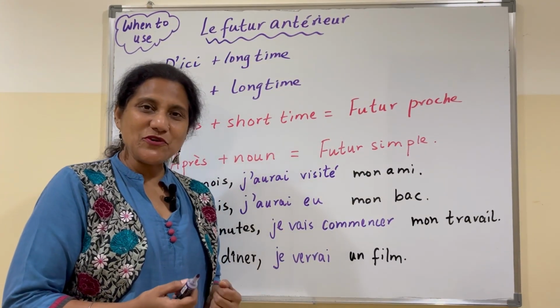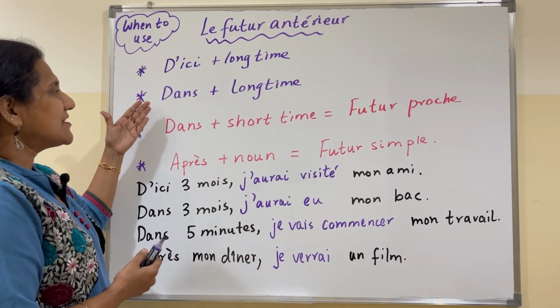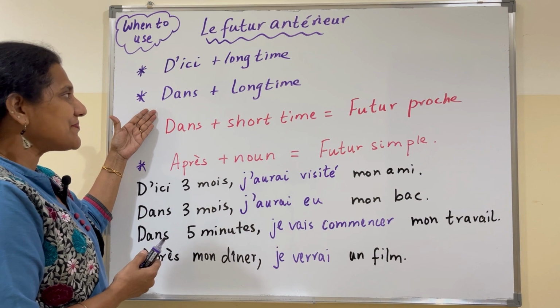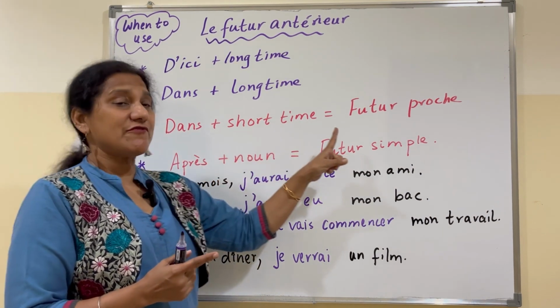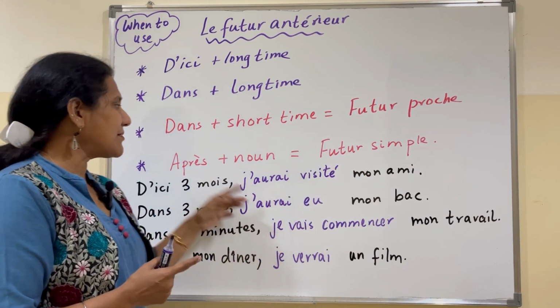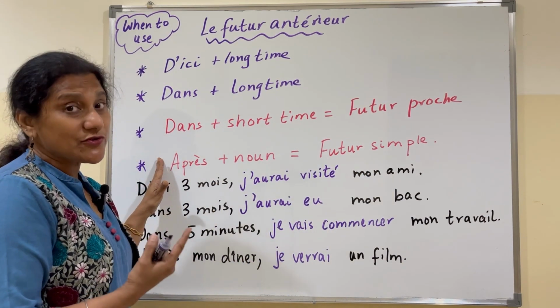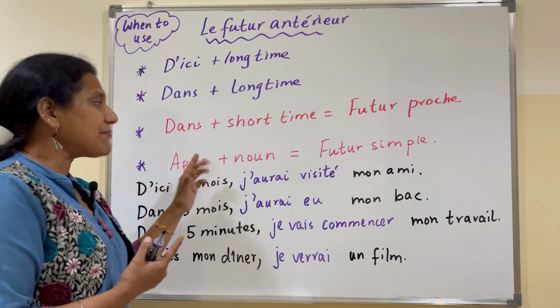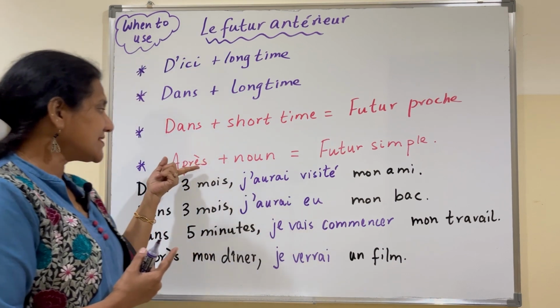Let's look at some more uses. D'ici plus long time, dans plus long time, but be careful. Dans plus short time will be futur proche. We'll see some examples. And après, we learned après que plus futur antérieur, but après plus noun will be futur simple. This is an exception.